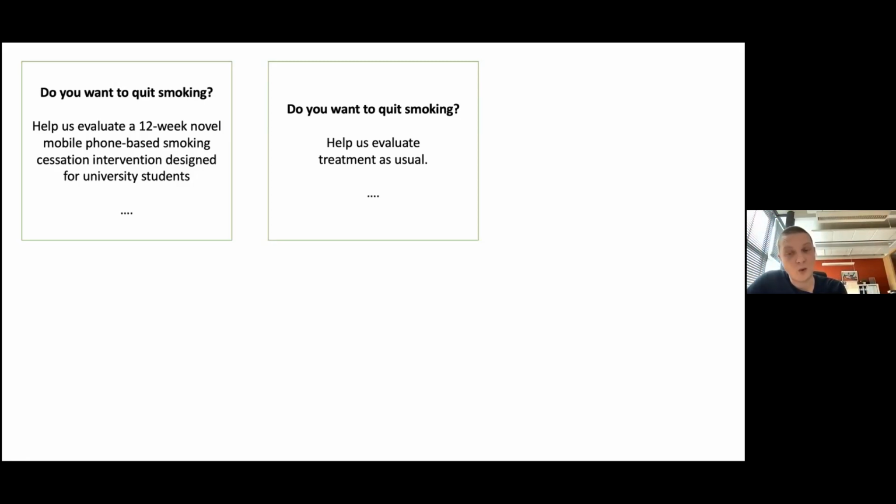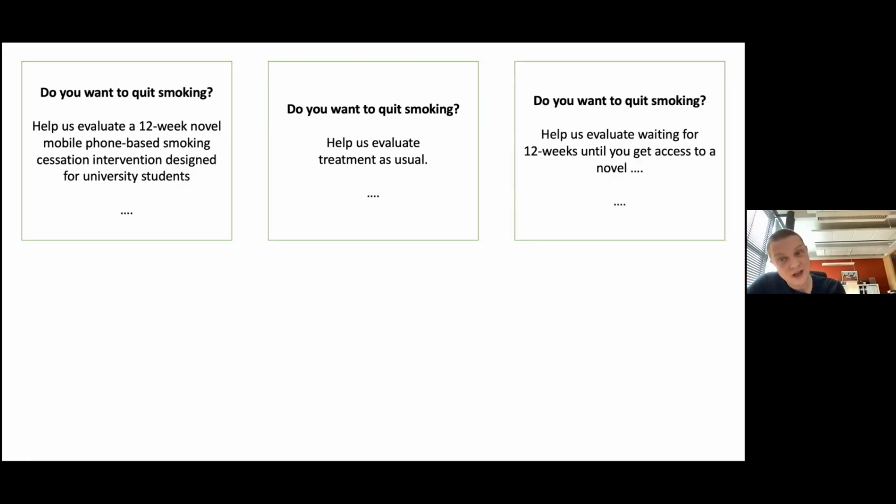And maybe even worse, what if it said something like this? Help us evaluate waiting for 12 weeks until you get access to a novel intervention. So actually advertising the waiting list condition. Ethics does sort of rely on the fact that we believe that both conditions in a randomized controlled trial are equally good or equally bad. That's why we're doing the trial. We don't know. But we do still bias our studies by promoting the intervention side.